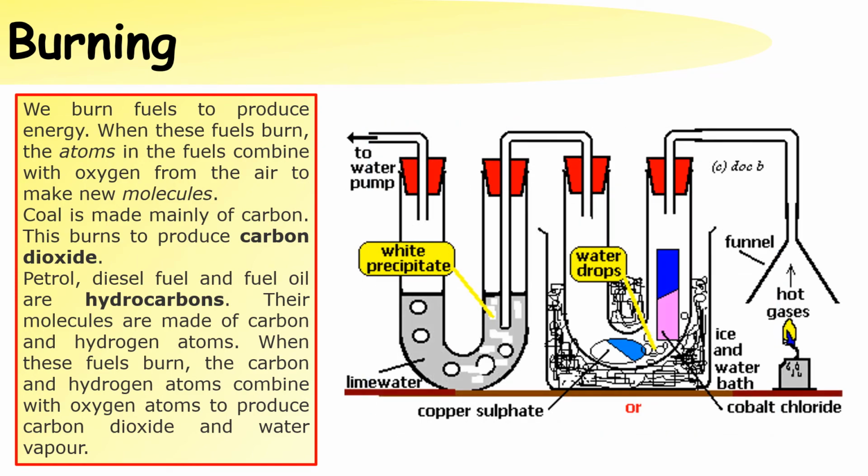One experiment in which we can look at the products of burning is shown in this diagram. As we burn a fuel, the gases from it are sucked through a series of pieces of equipment. In the first piece of equipment, the water in it is condensed by the cold ice around it, which causes the cobalt chloride paper to go from a blue colour to a pink colour. The remaining gases are then pulled through lime water, which will turn milky white if carbon dioxide is present.